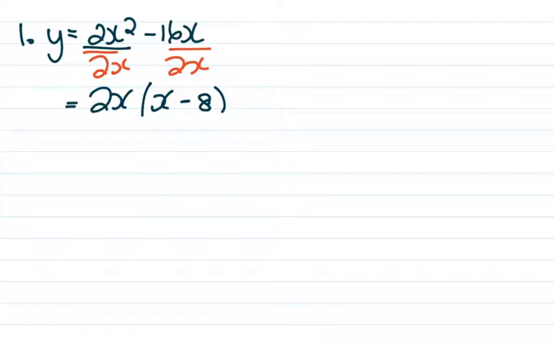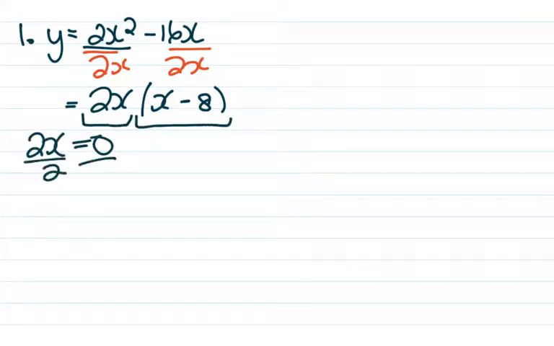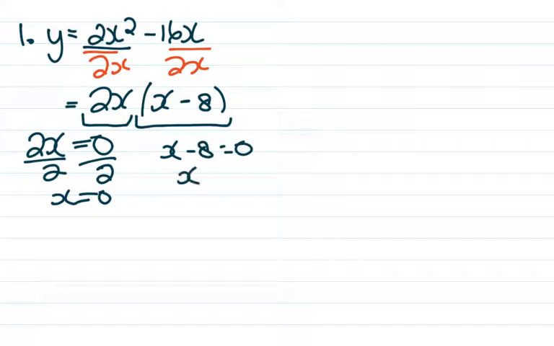We have no more squareds, and we could find the zeros if we wanted to by setting each section equal to 0. So 2x equals 0, divide both sides by 2, therefore x equals 0. X minus 8 equals 0, add 8 to both sides, so x equals 8.